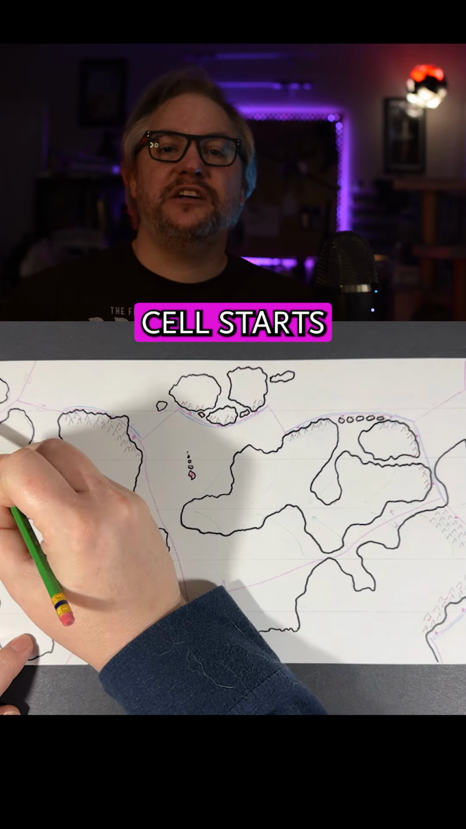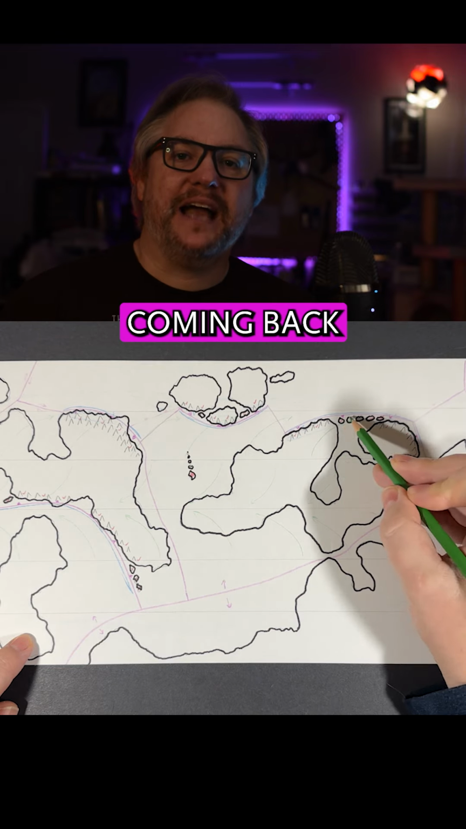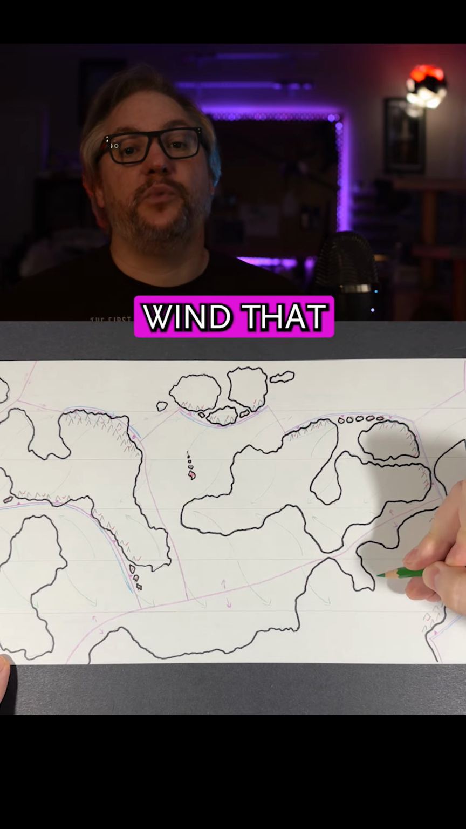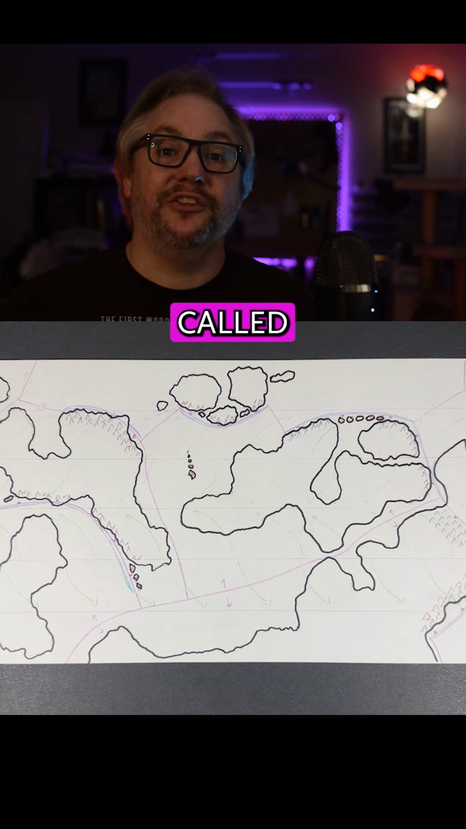The Ferrel cell starts with that air from the Hadley cell coming back to the ground, but it moves along the ground towards the poles. This causes wind that comes from the west, and they're called the westerlies.